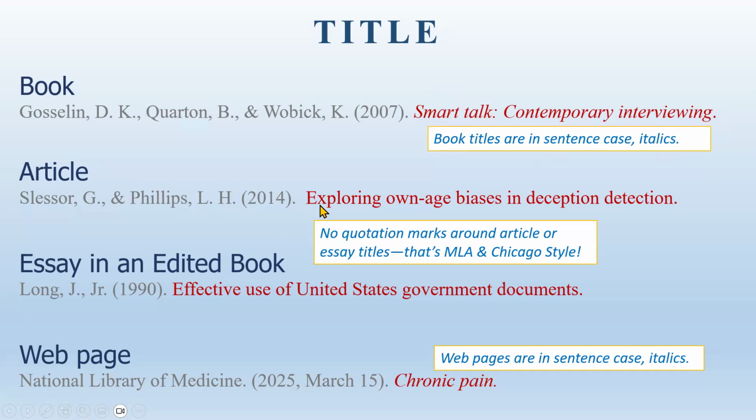Your article title, which is not the same as your journal title, your article title is in sentence case. It does not have any quotation marks around it. Okay, if you're thinking that's what it's supposed to be, that's MLA style and Chicago style. Same for the title of an essay in an edited book. If it's a web page title, so my web page is about chronic pain, that's its title, that is in sentence case and it is italicized, okay, as if it was a book.